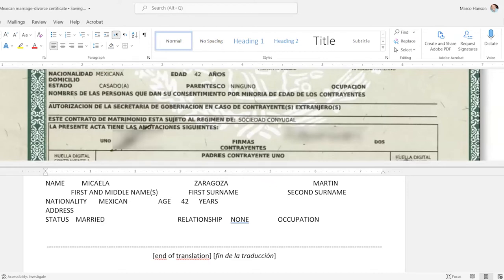Nombres de las personas que dan su consentimiento por minoría de edad de los contrayentes. Okay, I'm going to look at my cheat sheet here and see how I usually translate this because we go back and forth. Names of the persons who give consent for bride, groom, not of legal age. Kinship for relationship. That's fine. Kinship is a synonym for relationship. I feel like relationship is just more common. Kinship is sort of an older term.